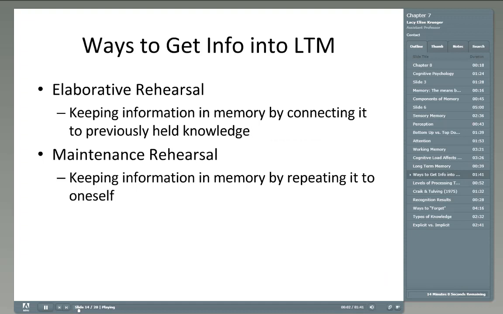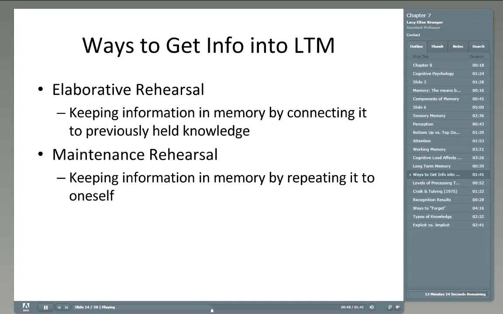Just how do you get information into long-term memory? Two different ways: elaborative rehearsal and maintenance rehearsal. Elaborative rehearsal is a deeper way of getting the ideas into memory. This is by keeping information in memory by connecting it to previously held memories. Think about it in terms of connecting it to your prior schemas, relating it to prior knowledge. Therefore, you are making a connection between the new and the old. So you're really having to think about, how does this fit with what I already know? And this is a deeper level of processing.